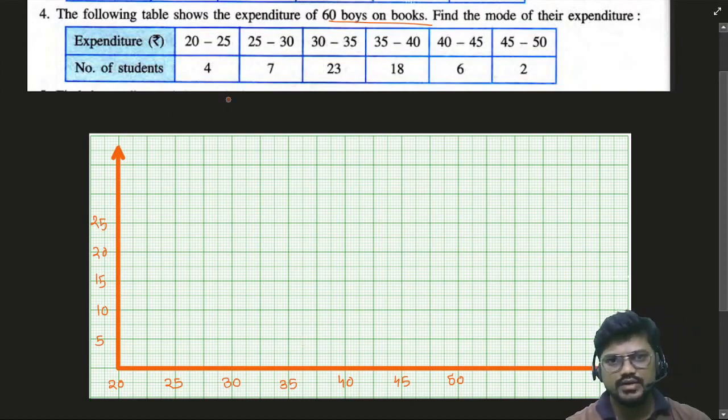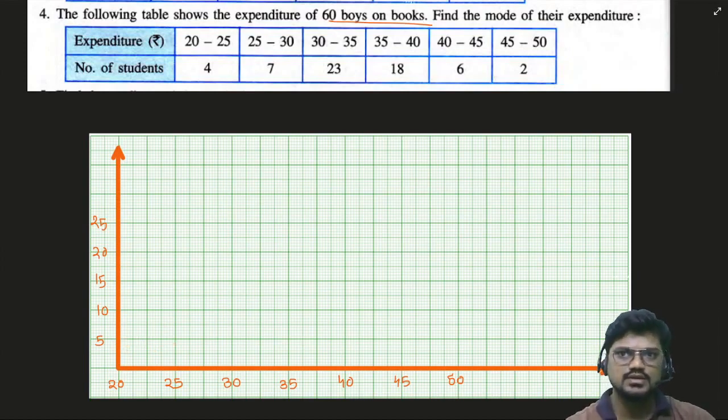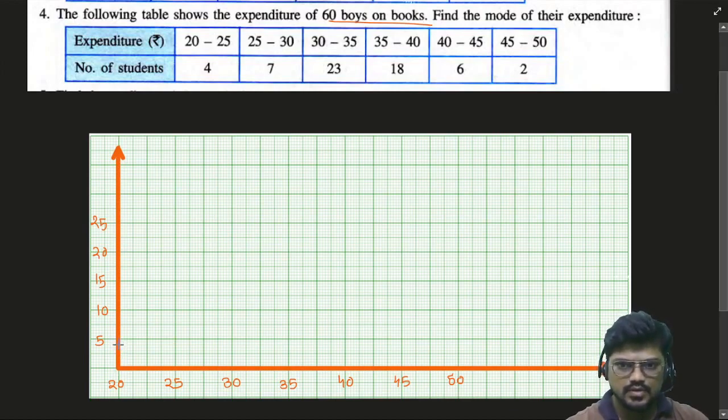Now over here from 20 to 25 it is 4. So take the 4. Like this I'll make the lines. The 4 will come over here. This is drawn. Next, 25 to 30 it is 7. So the 7 will come over here.